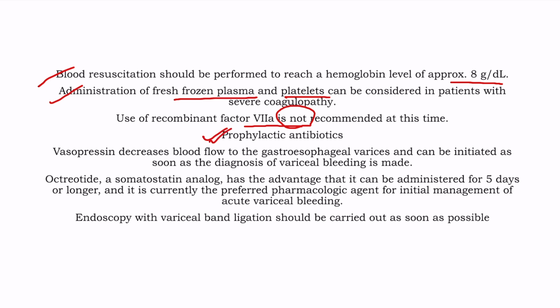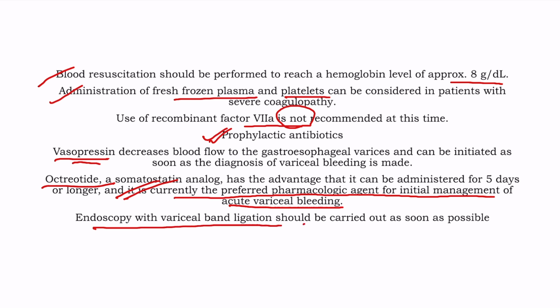Vasopressin or terlipressin decreases blood flow to the gastroesophageal varices and can be initiated as soon as the diagnosis of variceal bleeding is made. Octreotide is currently the preferred pharmacologic agent for initial management of acute variceal bleeding. Endoscopy with variceal band ligation should be carried out as soon as possible.